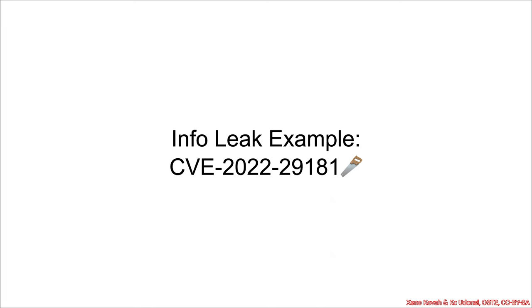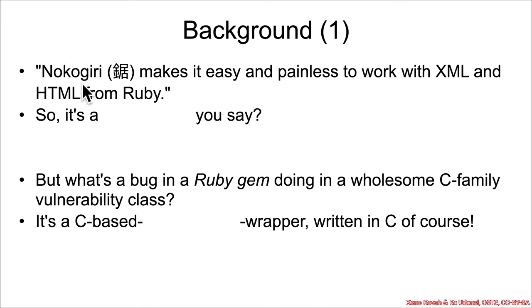Now let's look at an info leak in Nokogiri, which is a type of Japanese saw. And Nokogiri makes it easy and painless to work with XML and HTML from Ruby. So it's a parser, you say? But what's a bug in a Ruby gem doing in such a wholesome C family vulnerabilities class?